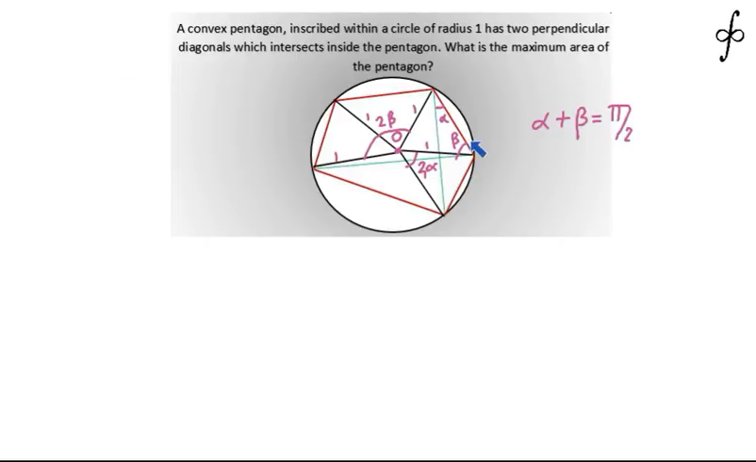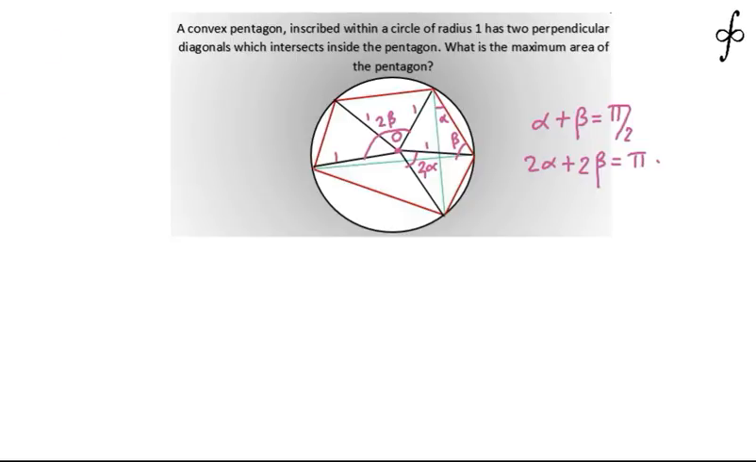Okay, because this is the angle beta subtended by this particular segment. So at the center, it will be double the angle, so 2 beta. And this segment is subtending an angle alpha on the circumference, so at the center it should subtend double the angle, 2 alpha. Now 2 alpha plus 2 beta is equal to pi. So these two angles are adding up to pi.